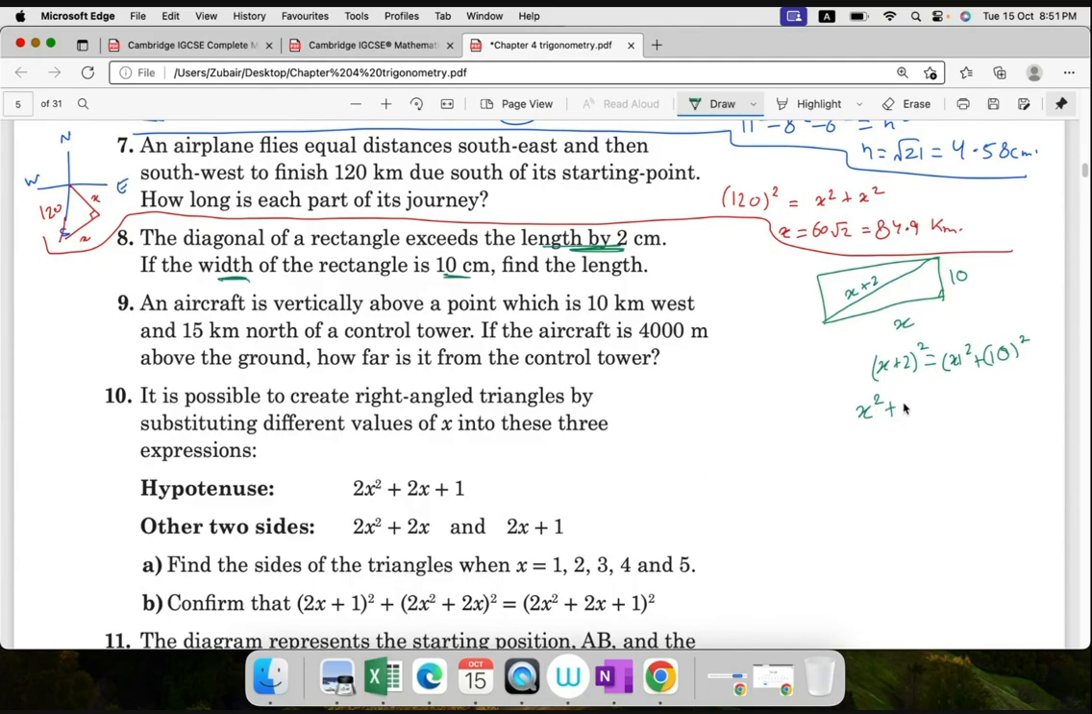a square plus b square plus 2ab is equal to x square plus 100. x square cancels out. 4 goes on the other side. 4x is equal to 100 minus 4, 96. And 96 divided by 4 is 24. So find the length. Length is 24 centimeters.